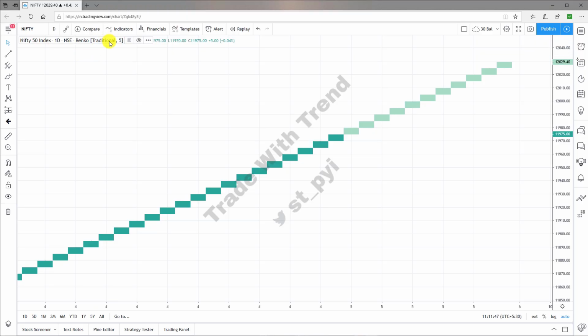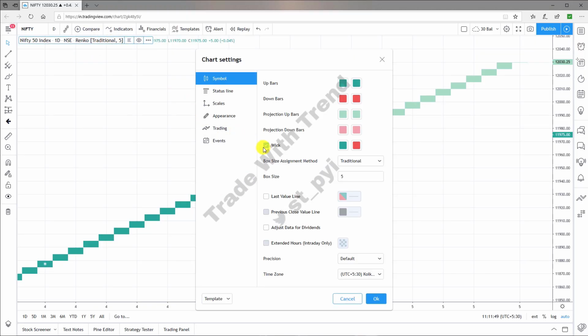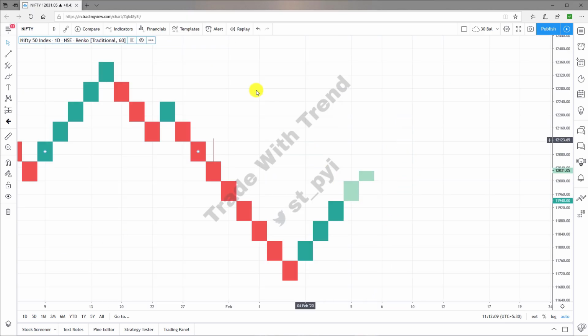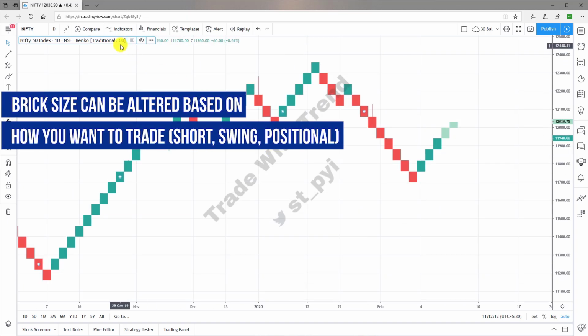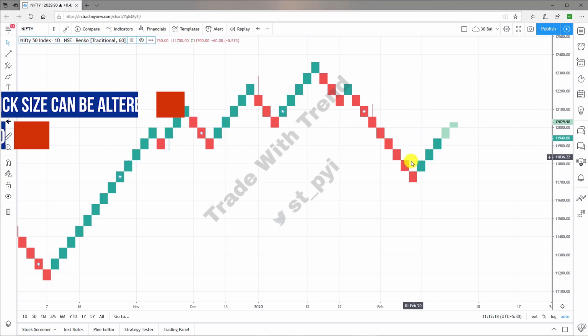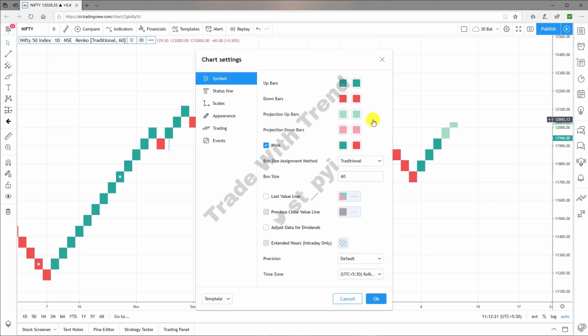So what I do is I select the traditional method, and if I want to trade over the short term, I usually do this by setting the brick size at 0.5% of the current market price. So the current market price is 12,030, 0.5% would be somewhere around 62, 63 points. I'll just set it to 60. So when I set it to 60, the Renko chart changes this way. So 60, that is 0.5% of the current market price. I use it for short-term trading. If you want something like swing trading, then you can change this value to a whole 1%. That is, 12,030, 1% would be roughly 120 points.